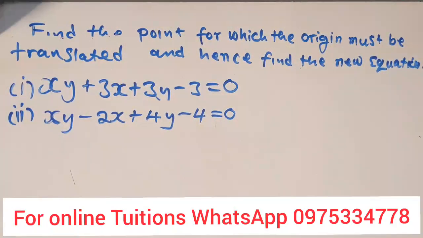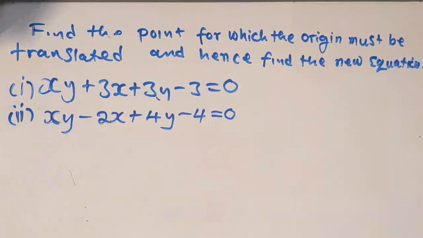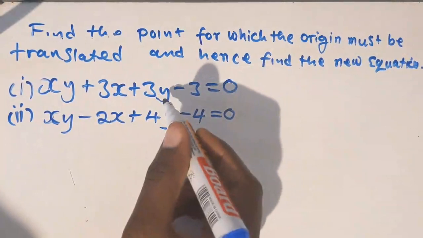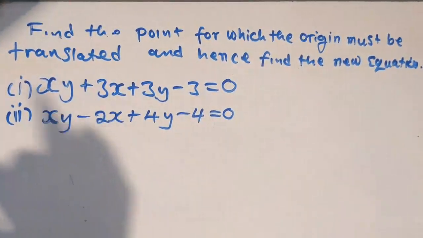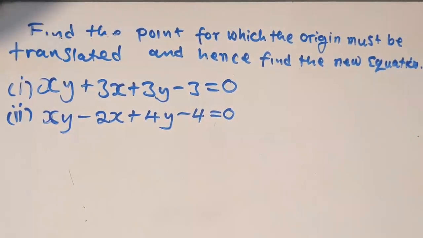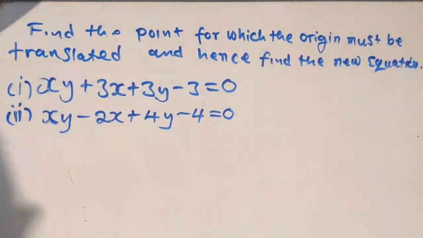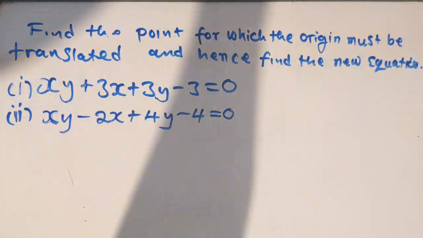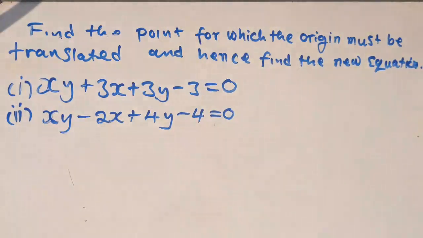Okay, so we have these questions that we are going to solve, and these questions won't work if you use the completing the square method. They can't work when using the completing the square method for finding the center or the origin from where it can be translated from, but we'll use the other formula, and it is the simplest.